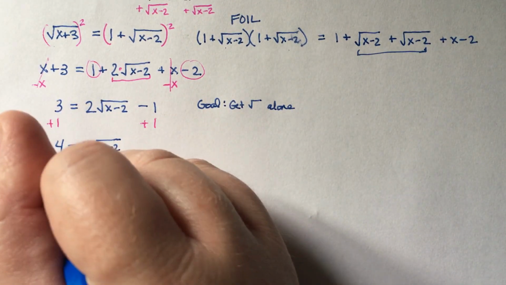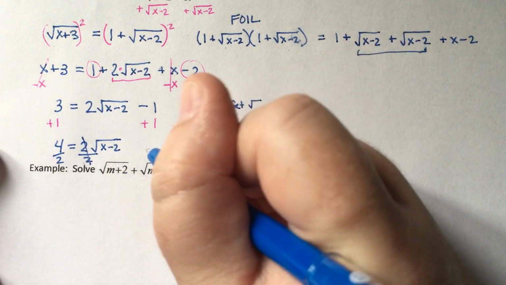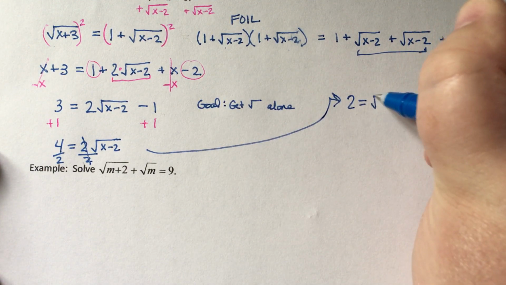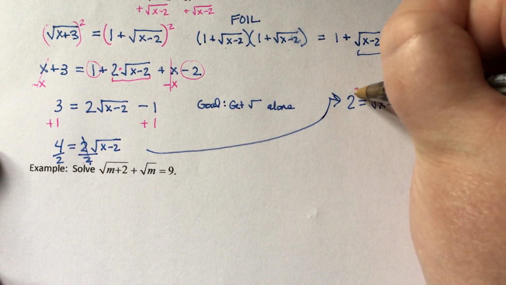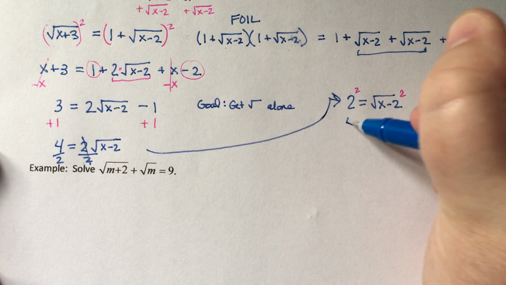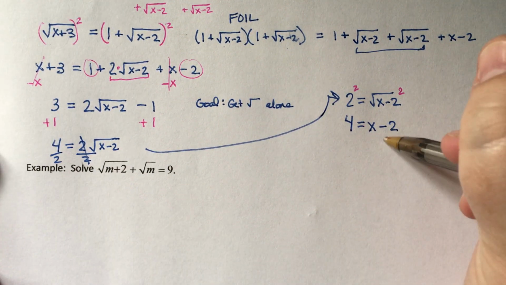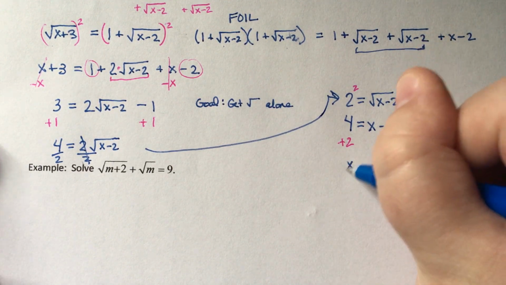So divide by 2, divide by 2. And so what I get is 2 equals the square root of x minus 2. And then I can square both sides to get rid of the square root. 4 equals x minus 2, and then add 2 to both sides, which would be x equals 6.